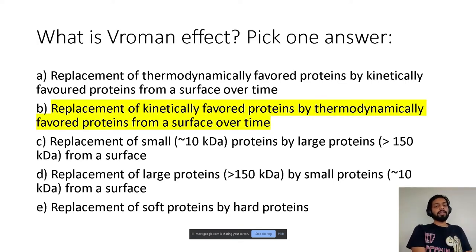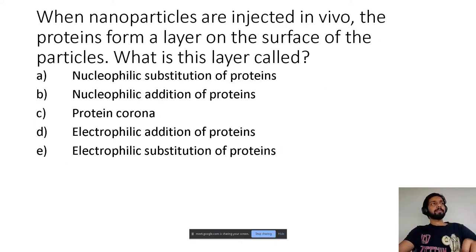Yeah. So option B is the correct option, wherein first kinetically favored proteins come very fast and interact with the biomaterial, but eventually they get replaced by more thermodynamically favored proteins.